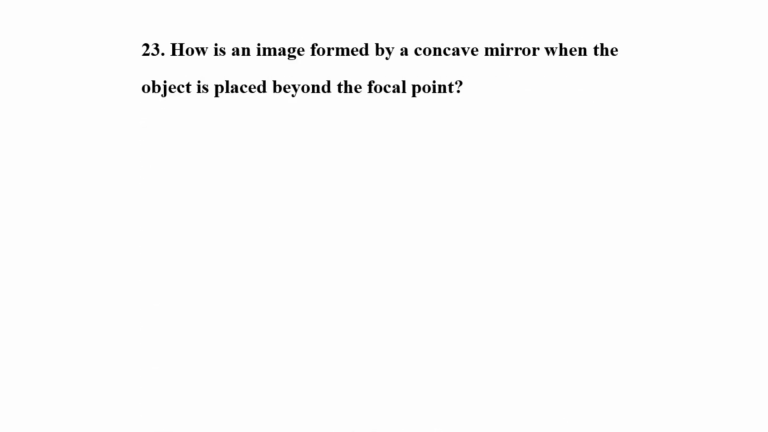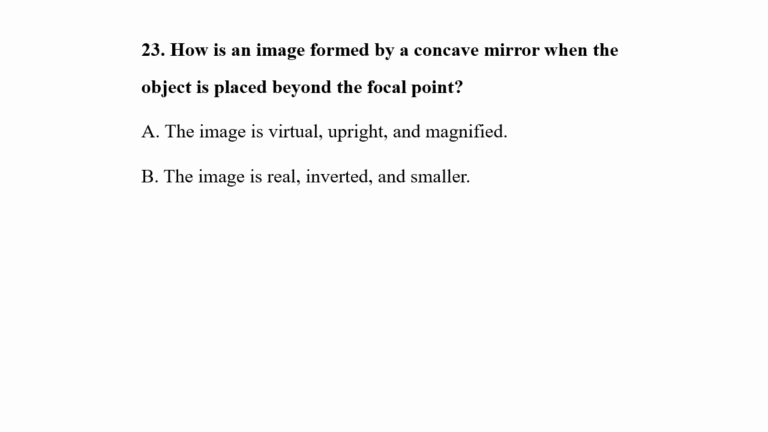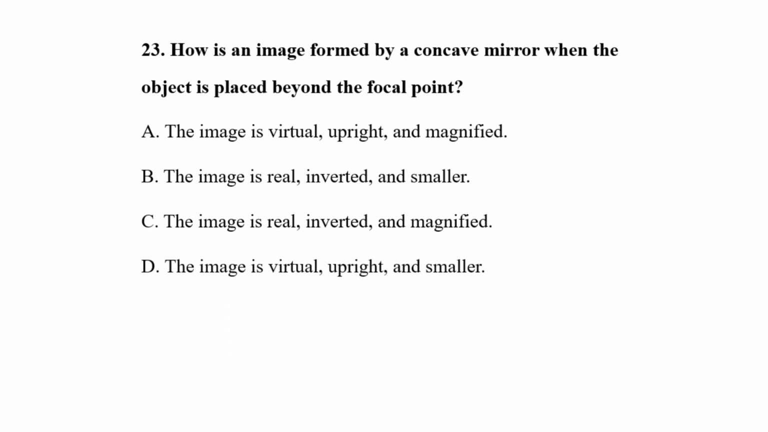Question number 23. How is an image formed by a concave mirror when the object is placed beyond the focal point? A. The image is virtual, upright, and magnified. B. The image is real, inverted, and smaller. C. The image is real, inverted, and magnified. D. The image is virtual, upright, and smaller.